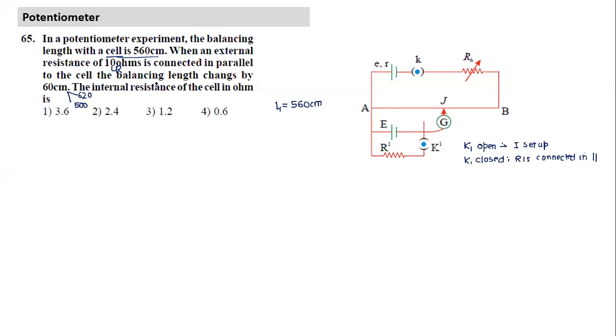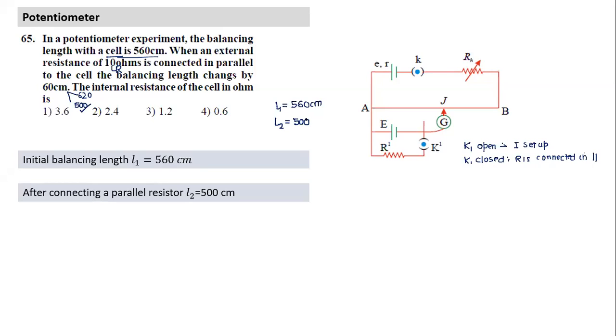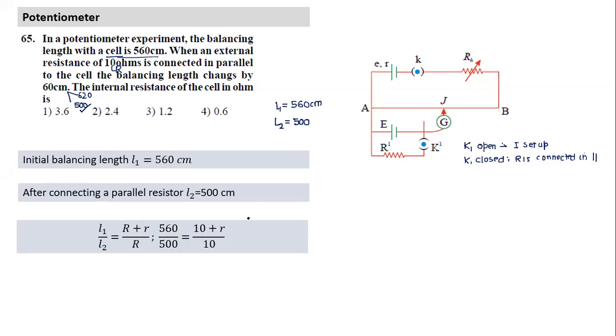Whenever we connect a resistance, the cell gives a terminal voltage, which is always smaller of the two. So we are talking about L2 equal to 500. L2 is always smaller than L1, so L2 is not 620. It is 500. Now it is easy to find the value of internal resistance. Initial balancing length is 560. After connection, L2 is equal to 500. So I simply substitute the values.